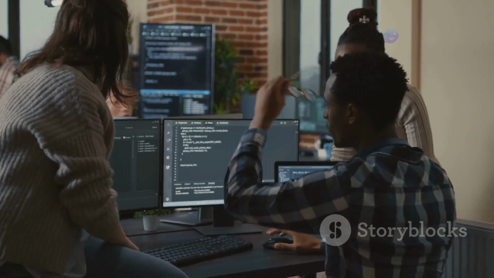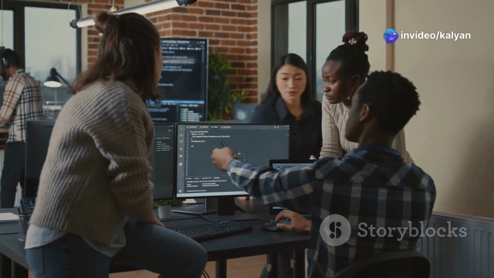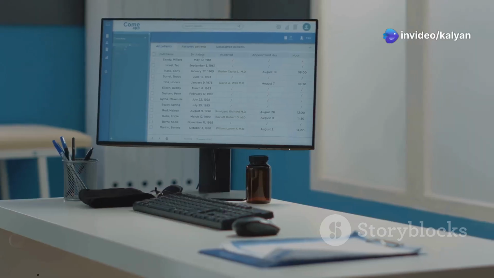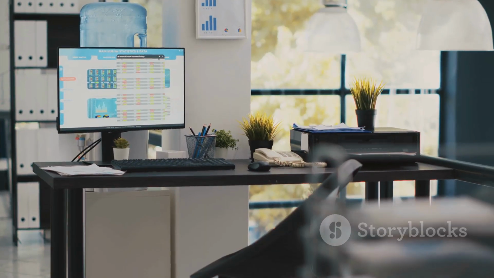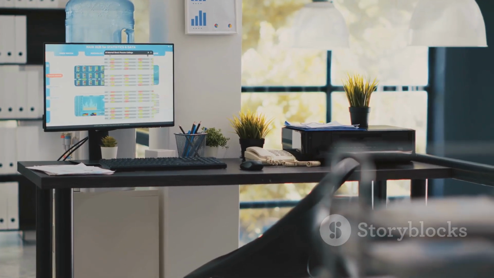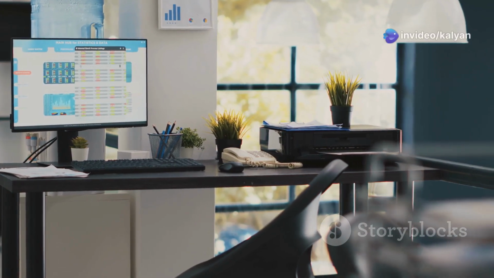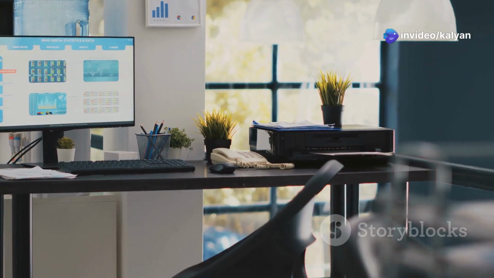A database is essentially an organized collection of data. This data can be anything from customer details and product catalogs to financial transactions and scientific observations. Databases are designed for efficient storage and retrieval, allowing users to access and manage vast amounts of information easily.